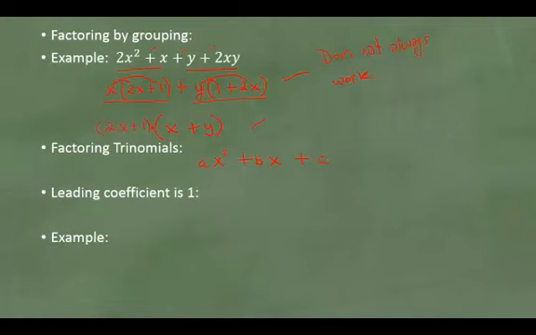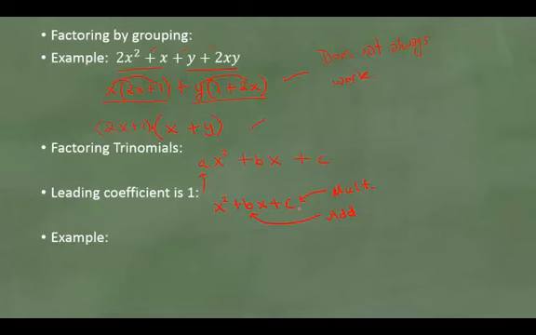The easiest type of trinomial to factor is whenever the a is a 1, when the leading coefficient is a 1. So something like x squared plus bx plus c. If you have something like x squared plus bx plus c, you usually want to find two numbers that multiply to give you c and add to give you b. Those two numbers have to be the same. So two numbers that multiply to be c, but also add to b.